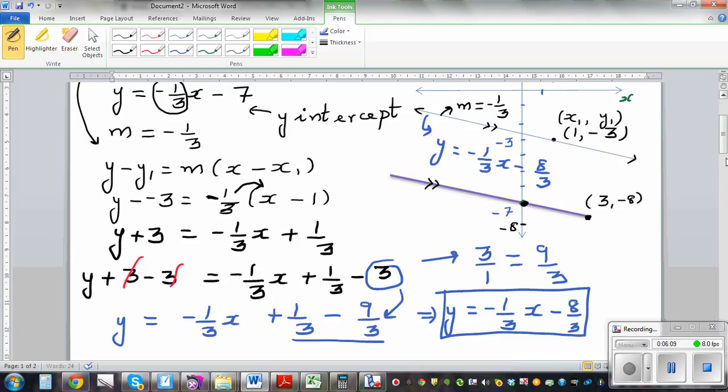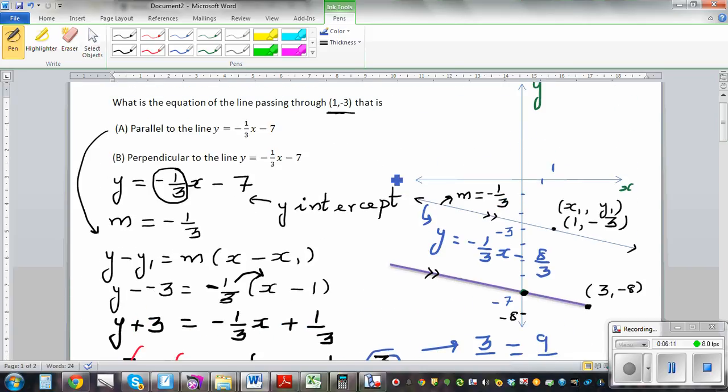So for the next part, the next question is to find the equation of a line passing through the same point, but which is perpendicular to this line. So I'll have to pause it because I want to erase this. Can you do this yourself? If you have a line which is perpendicular to this line, the gradient is related to this number.